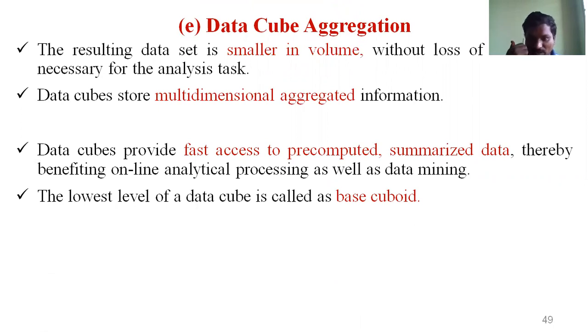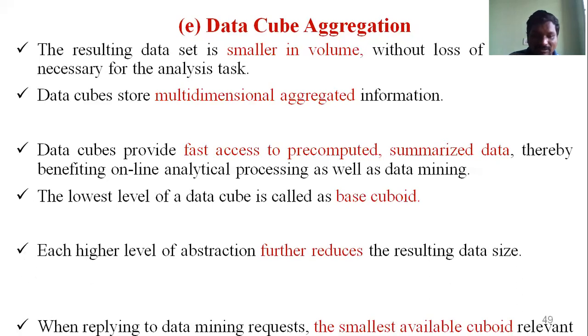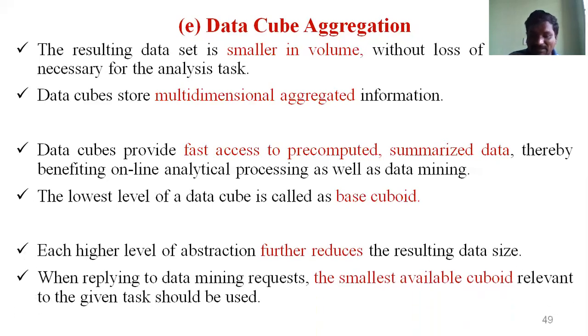If you want to represent more than one data cube's data, that is the cuboid information. The highest cuboid is called the apex cuboid. Here the highest level of abstraction further reduces the resulting data size. In this way you will be reducing the data size. The smallest available cuboid relevant to the given task should be used.